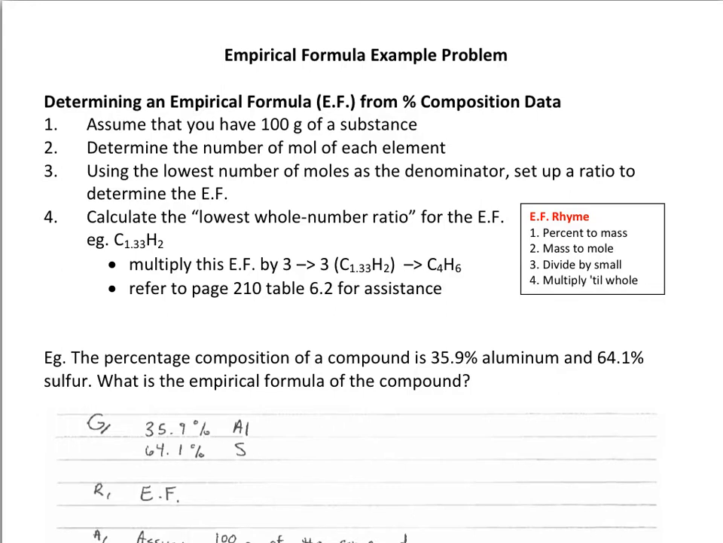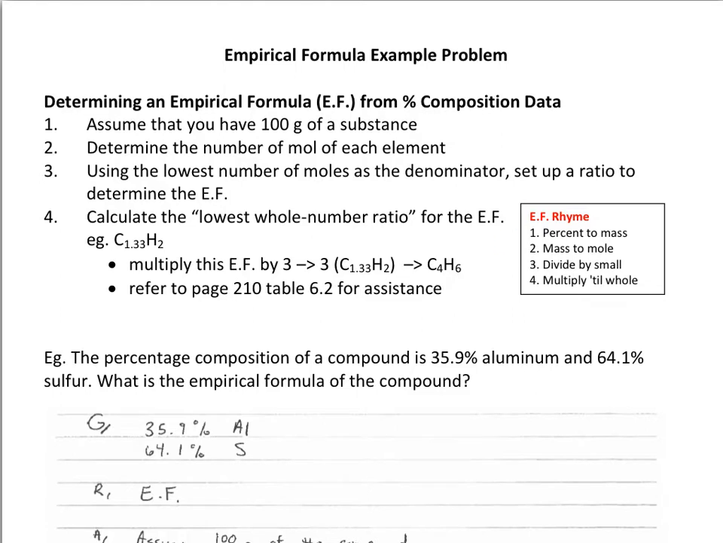And then you want to find the lowest whole number ratio. So the ratio that you find from step 3 needs to be a whole number, and so you're going to multiply it by an appropriate factor in order to determine your empirical formula. I'll draw your attention over to this text box over here that lays out an empirical formula rhyme. And this is a rhyme really to help you remember the 4 steps we just discussed.